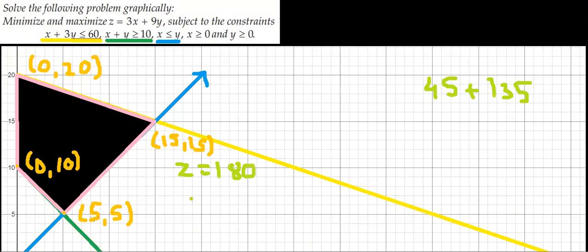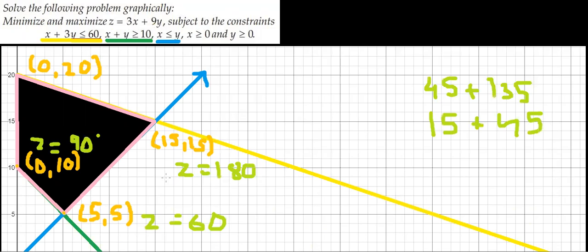At this point, 5 comma 5: if x is 5, 3x is 15, and 9y would be 45, which gives a sum of 60. So here z is equal to 60. At 0 comma 10, x is 0, so 3x would be 0, and y is 10, so 9y would be 90. So here z is equal to 90. And finally, at 0 comma 20, x is 0, y is 20, so 9y would be 180.